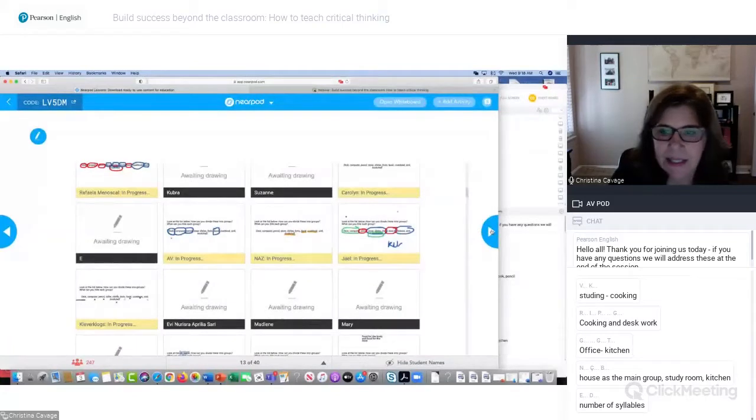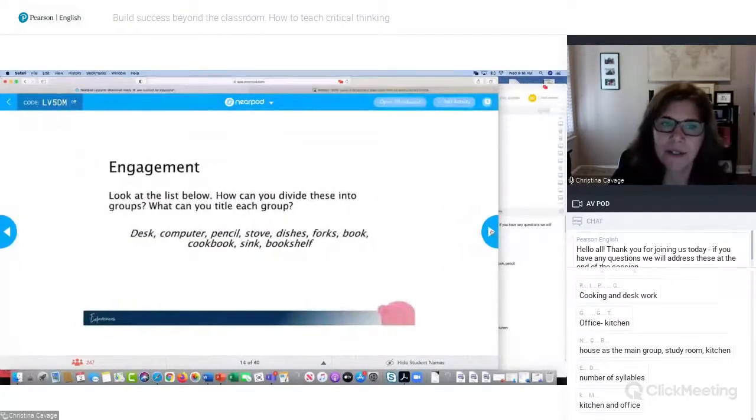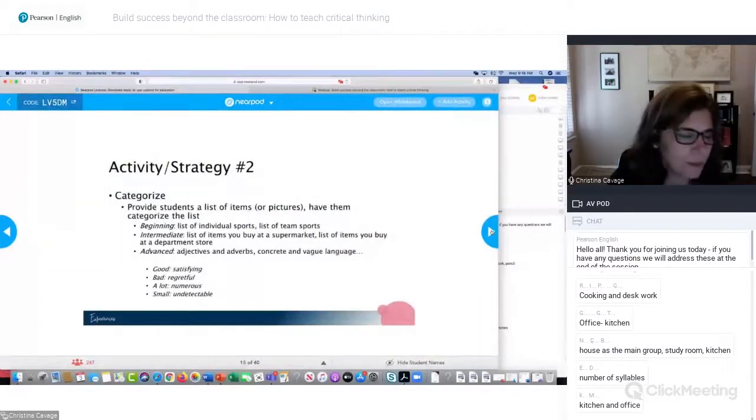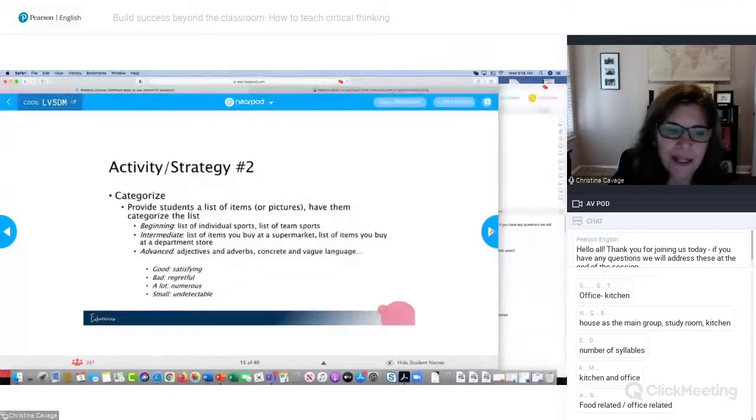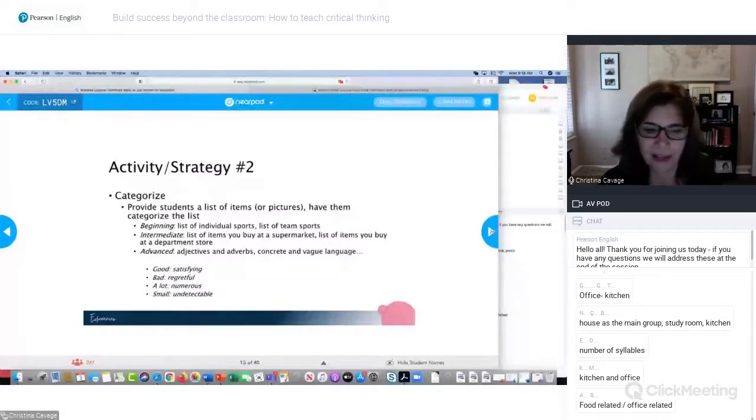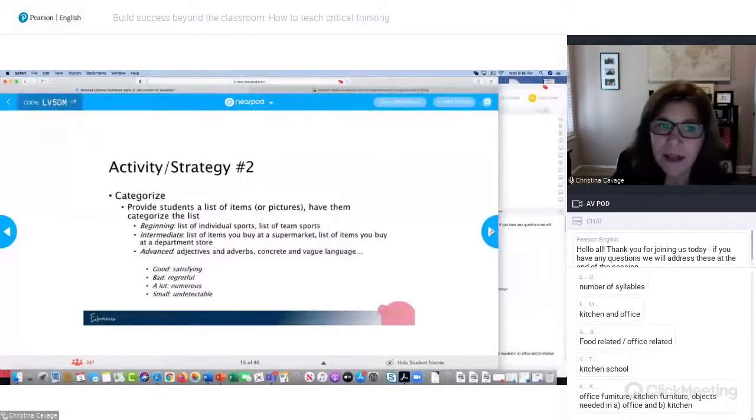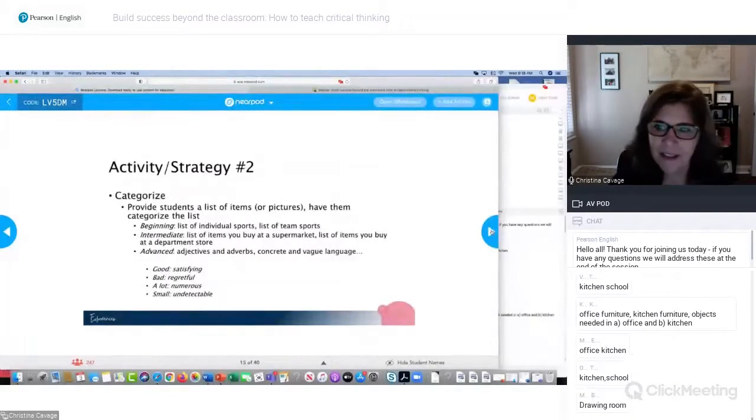So yes, this is our second type of critical thinking activity, right? What we're doing here is categorizing, and we're getting students to categorize. So, providing students a list of items, or at the very early levels of language development, pictures, and having them categorize the list. In the beginning, I've done things like individual sports and team sports. Getting students to really critically think: how are these connected? What's the relationship? At the intermediate level, a list of items you buy at the supermarket versus a list of items you buy at a department store.